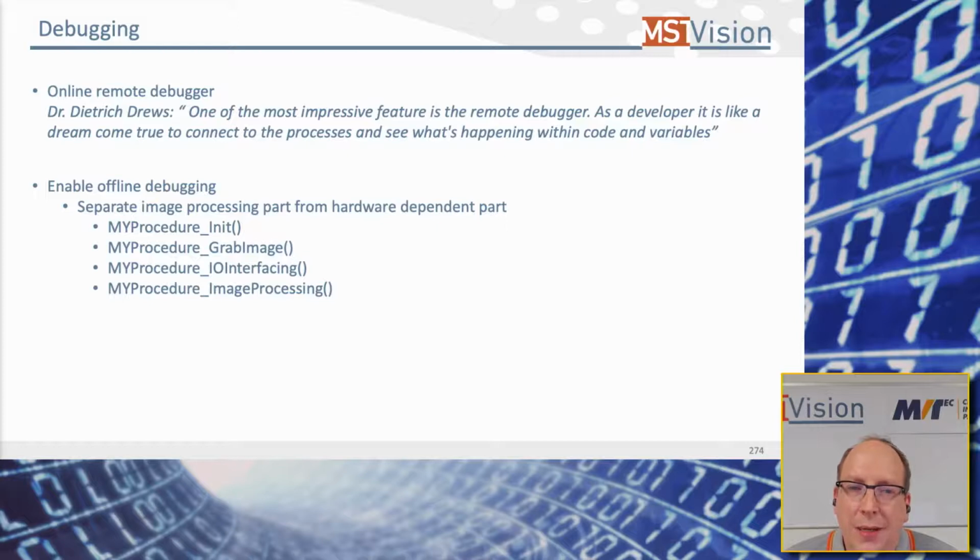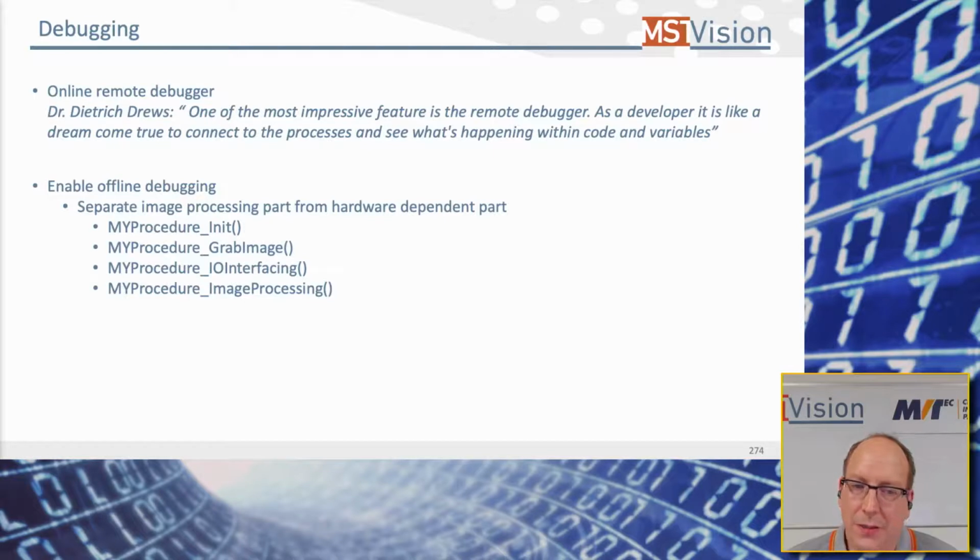And if I want to go into detail, there's also the remote debugger, and this is the feature that the customer really was impressed by. So with the remote debugger, I can look at the process, I can see which code is used and which variables. This is really great. And what we say is that we have to make sure that we can debug offline, and that all the procedures can be separated, the hardware and the image processing sides.